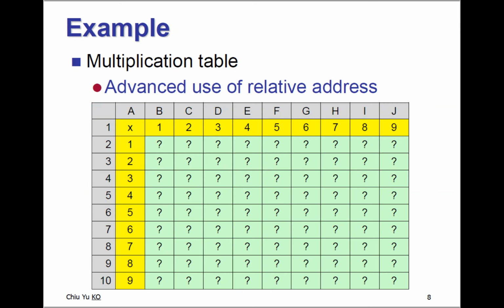Now let's look at an example. This is a multiplication table. It's 1 up to 9 and times 1 up to 9. The first cell is 1 times 1. The second cell is 1 times 2, and so on and so forth. Okay, so you can try to see how to do it easily. If you know the relative address, then you should be able to do it rather quickly.